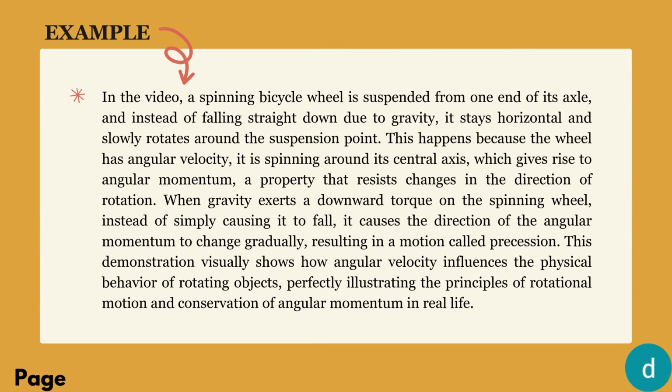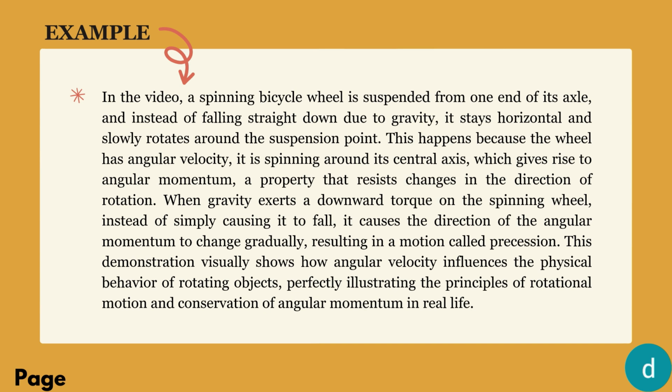In this video, a spinning bicycle wheel is suspended from one end of its axle, and instead of falling straight down due to gravity, it stays horizontal and slowly rotates around the suspension point. This happens because the wheel has angular velocity.